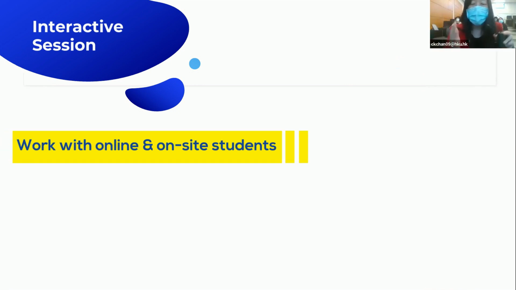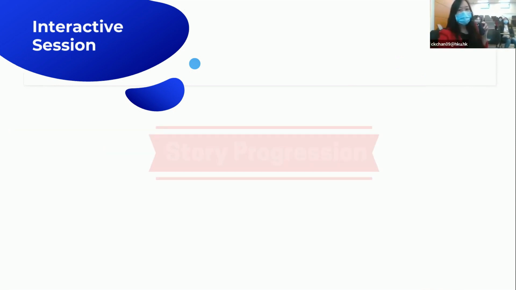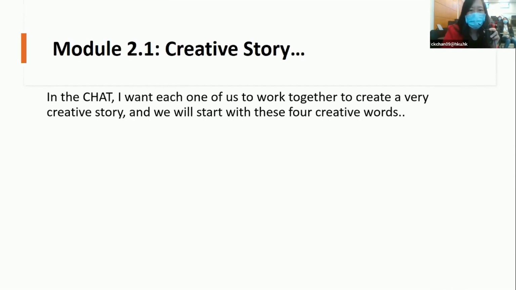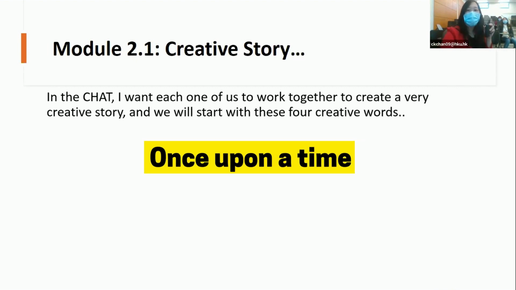Well, in this session, I'm going to work together with those of you online and those of you in class, that is the face-to-face students behind me. I'm going to use an interactive pedagogical approach, and I call it story progression. As part of this creative module, I want each one of us to work together to create a very creative story. And we will start with these 4 creative words. Now, do not use the Zoom chat until I call on you. Don't type anything yet for a minute or 2. I want us to write a story together in class.